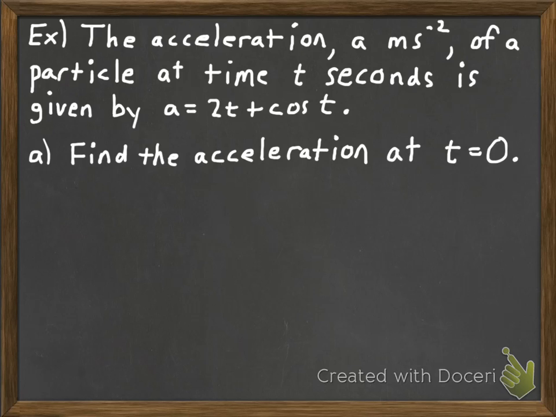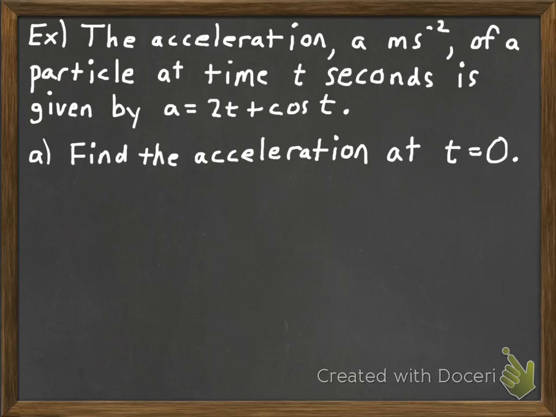And I said this is an IB problem from the test bank. It says here that the acceleration, a meters per second squared, of a particle at time t seconds is given by a equals 2t plus cosine t. So there's us with a particle in motion, and the motion is represented by a trigonometric equation. The first thing it wants us to do is to find the acceleration at t equals 0.